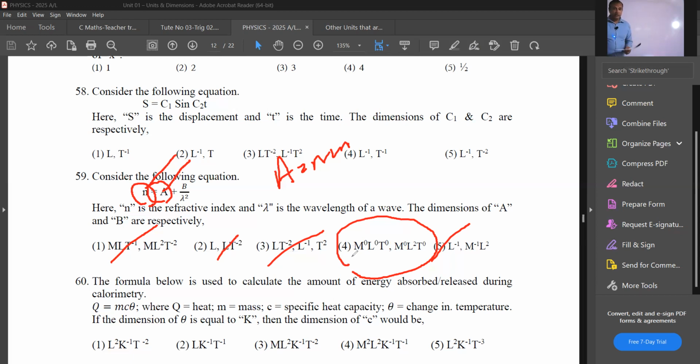Another thing you can use too. The dimension of B should be equal to the dimension of lambda square, because B over lambda square should not have a dimension. So the dimension of B should be L square. You can use that one too. This is not equal to L squared, this is not equal to L squared, this is not equal to L squared. So the remaining one is answer number 4.